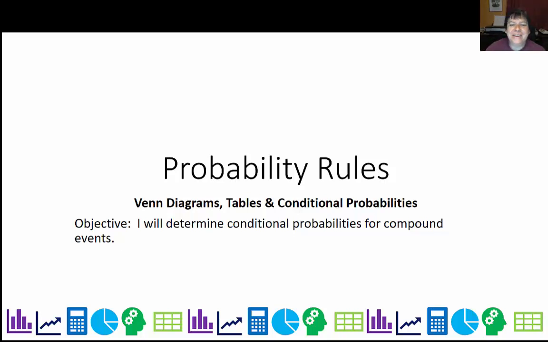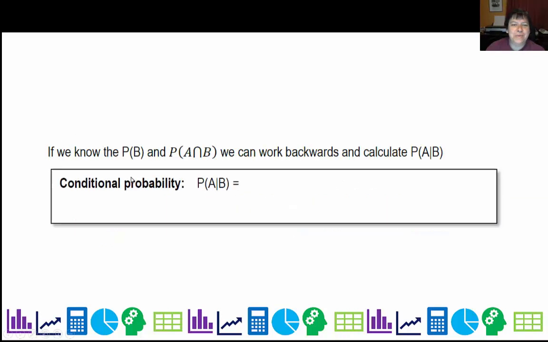All right, let's go ahead and get started on probability rules. First of all, I'm going to be talking about conditional probability, and you've sort of already seen this, but I want to give you the formula for conditional probability. The way we read this is probability of A given B. So if B happens, what's the probability A will happen? Kind of weird I did it in that form, but it'll work.